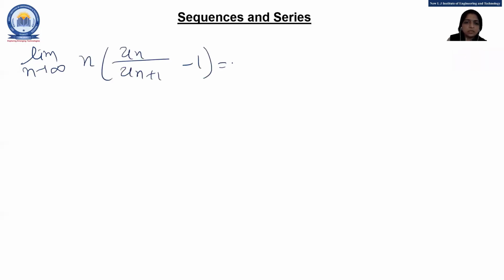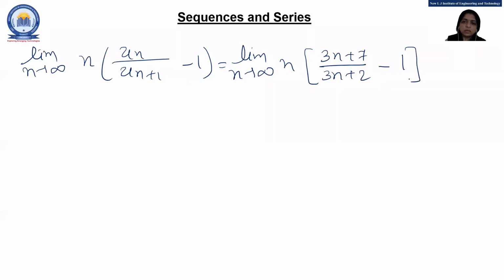So after applying the limit on both sides, or we can say after applying Raabe's test, as per Raabe's test, what is the formula? That is limit n tends to infinity n times (un upon un plus 1 minus 1). So here, limit n tends to infinity n, and what is the value of un upon un plus 1? The value is 3n plus 7 upon 3n plus 2 minus 1, right?